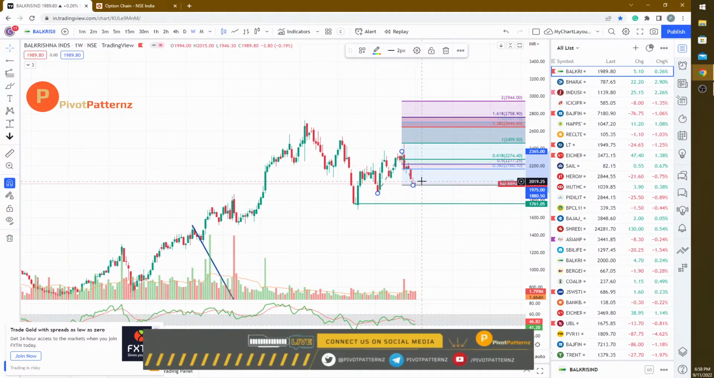If you take 2020 with a stop loss, if you open gap down, then I cannot say anything, but if you open gap down and trade above this, so if Balakrishna trades above 2020, you should take a long with a stop loss below this.